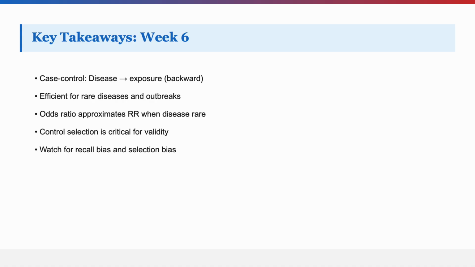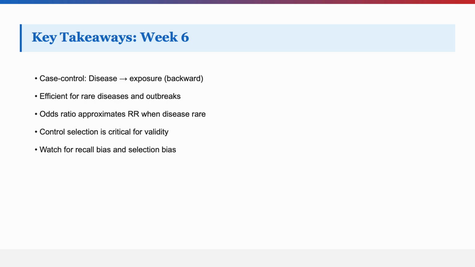The design logic is backward compared to cohort studies: start with disease status, look back at exposures. This seems counterintuitive but enables tremendous efficiency. Case control studies are ideal for rare diseases where cohort studies would be impractical. They're also valuable in outbreak investigations when rapid answers are needed. The odds ratio is your measure of association. When disease is rare, typically less than 10% in the population, it approximates the relative risk. This rare disease assumption is usually satisfied.